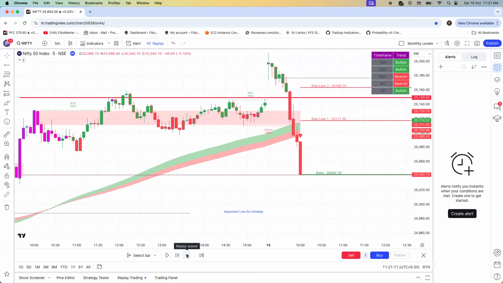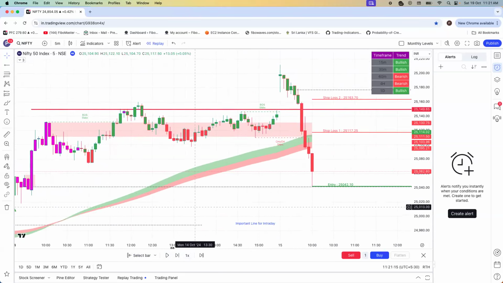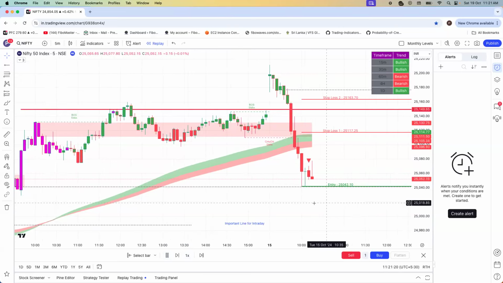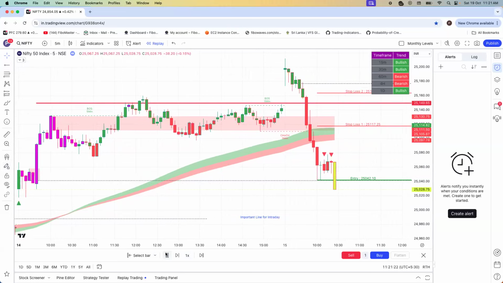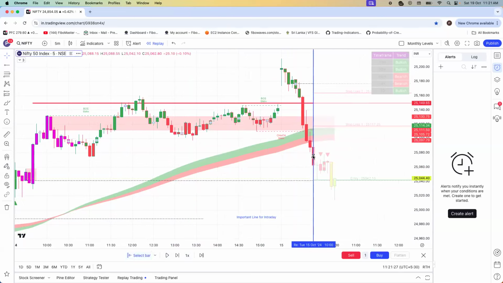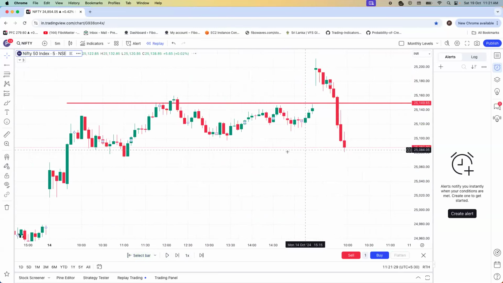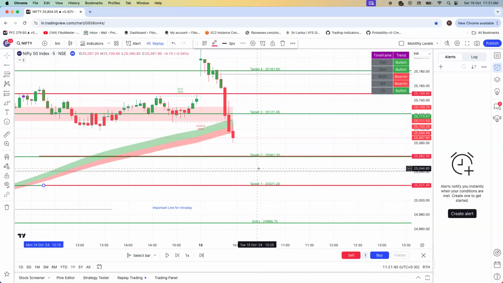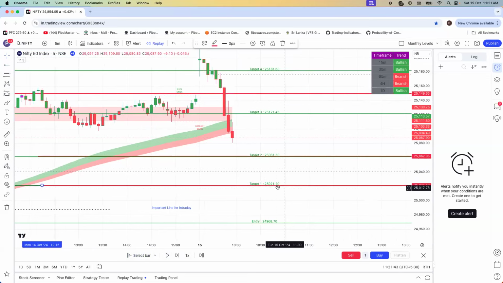Sorry, I'll just take it one more time. Take it to one more time here. So what is the target I have? I have target one and target two. This is my first target and this is my second target. So if it changes also, I have these two targets. This is in my mind.